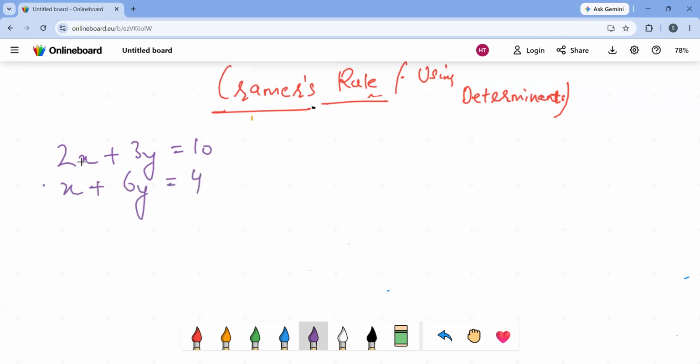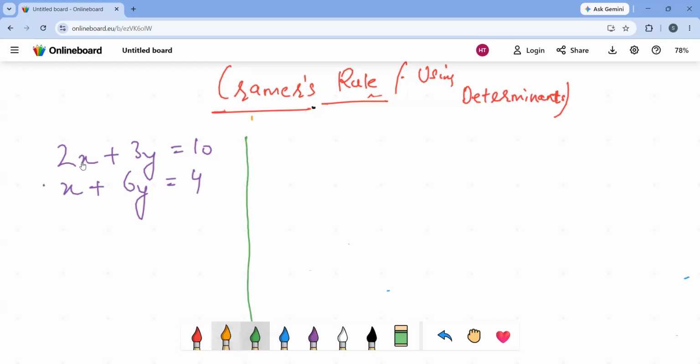So why are we using Cramer's rule? We are using Cramer's rule just to solve the linear equations using determinants, right? Earlier we were solving linear equations by the elimination method and the substitution method. So Cramer's rule is one of the ways to find out the value of x and y.